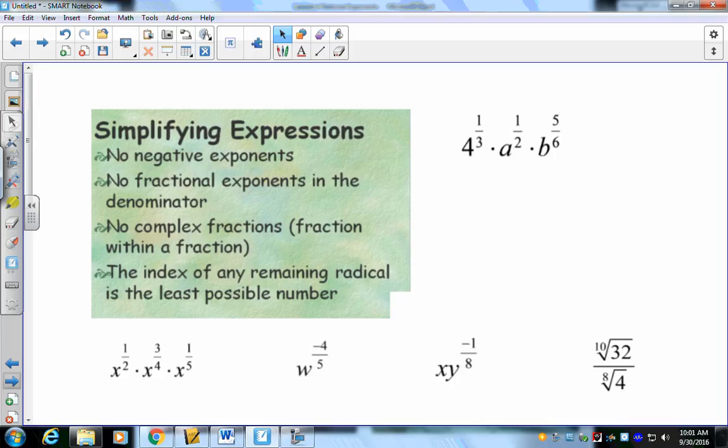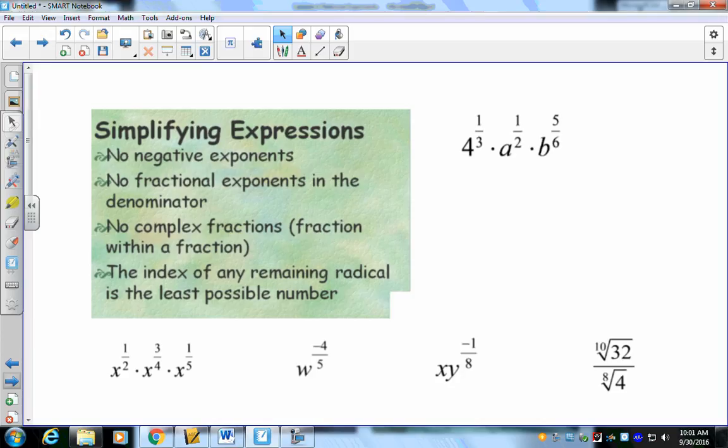Let's take a look at some examples. All right, so some rules with simplifying expressions. When all is said and done, how do you know you're done simplifying? Well, you no longer have any negative exponents. Those are a no-no. You don't have any fractional exponents in the denominator, because remember, that means you have a radical in the denominator, and we know that's not allowed.